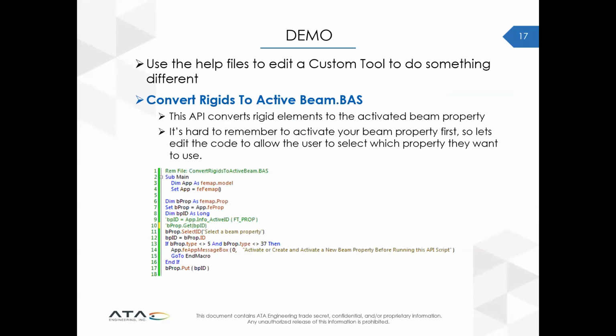All right, so we talked about how custom tools are APIs. So let's open one of those up and make a quick little edit just to see how this would work. The one I'm going to work with is called Convert Rigids to Active Beam. This API converts rigid elements to an activated beam property, usually to convert from a structural model to a thermal model or something like that. But in my opinion, it's hard to remember to go find and activate your beam property before you run the code. So for this demo, let's open up that code, and instead of using the active property, edit it so that it asks the user to select the property.